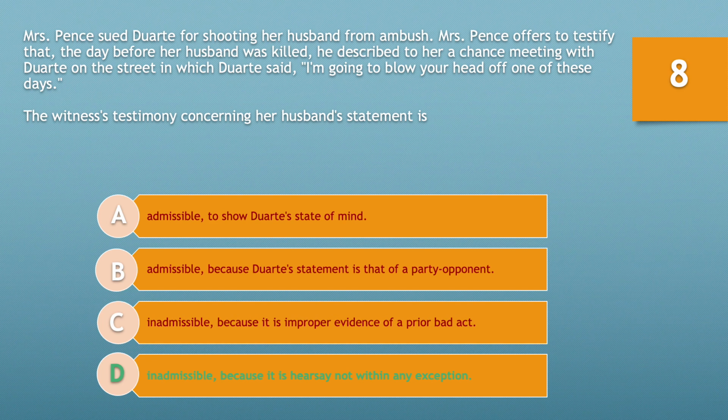While it's true that Duarte's statement by itself would be admissible under the admission of a party opponent exemption to hearsay, this analysis ignores the second level of hearsay, i.e. the husband's statement. So, as a result, given the double hearsay situation, we are faced with D being the most correct answer. The statement would be inadmissible because it is hearsay not within any exception.